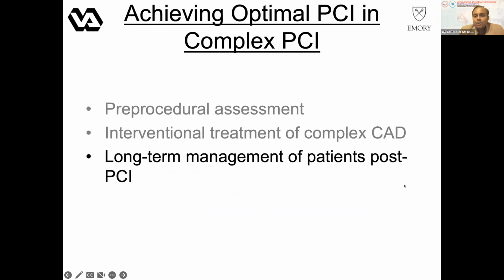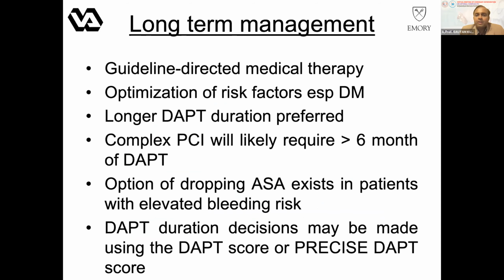So finally, long-term management of these patients post-PCI. It's important to have them on guideline-directed medical therapy. It is very important to optimize risk factors, especially diabetes mellitus. Longer-term DAPT is preferred in these patients. Complex PCI will generally require more than 6 months of DAPT.